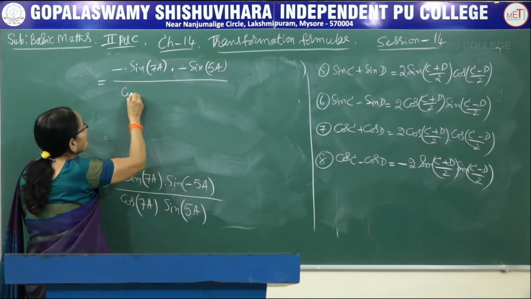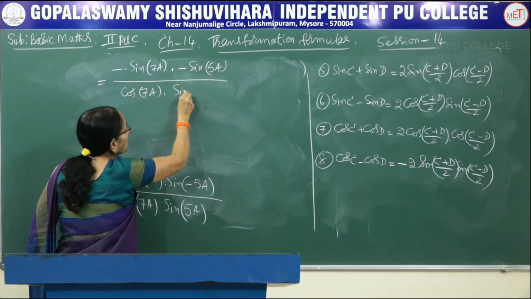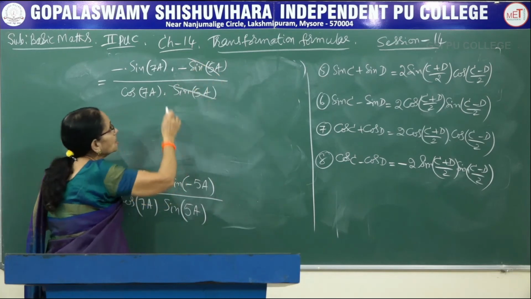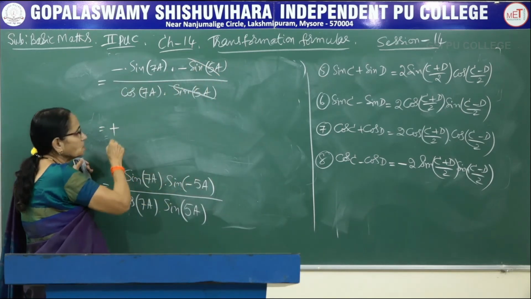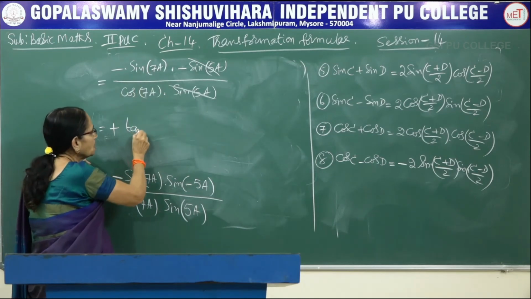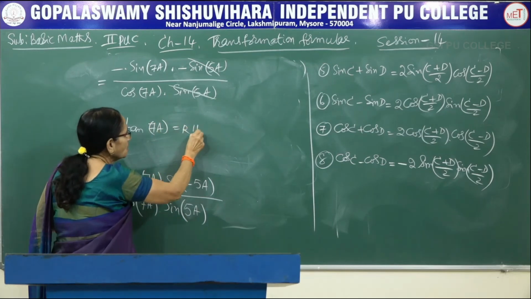Denominator, it is cos of 7a into sin of 5a. Now you can do the cancellation. Minus of minus, it is plus. Sin 7a by cos 7a, that is tan of 7a. So that is nothing but the right hand side.